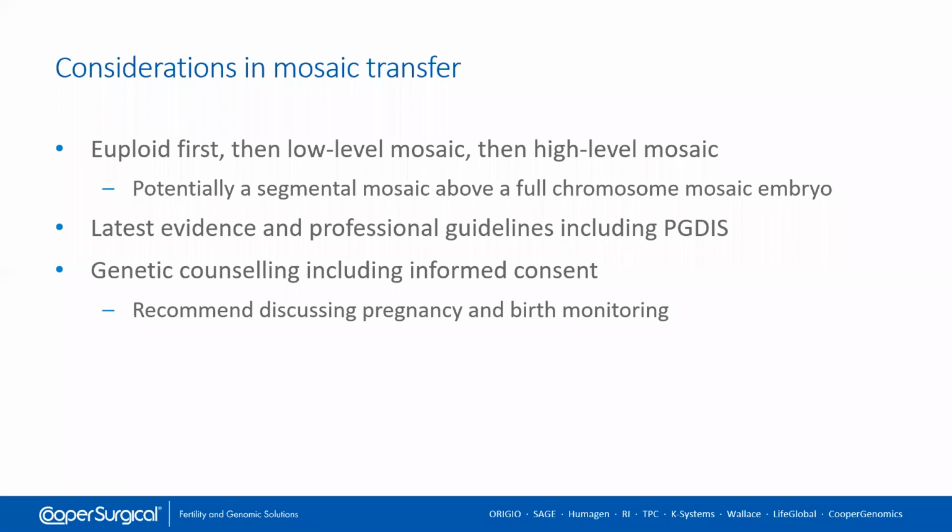So the considerations in mosaic transfer are definitely the euploid first, then a low-level mosaic, then a high-level mosaic. Consider the latest evidence. It's always being updated. There are always new papers coming out, and this drives new guidelines to be drawn up from professional bodies like PGDIS. Clearly, there needs to be genetic counselling. This is something that Cooper can help with, CooperGenomics. We have our own in-house genetic counselling that could be offered to these patients, but you do need genetic counselling and they do need to understand the risks associated.